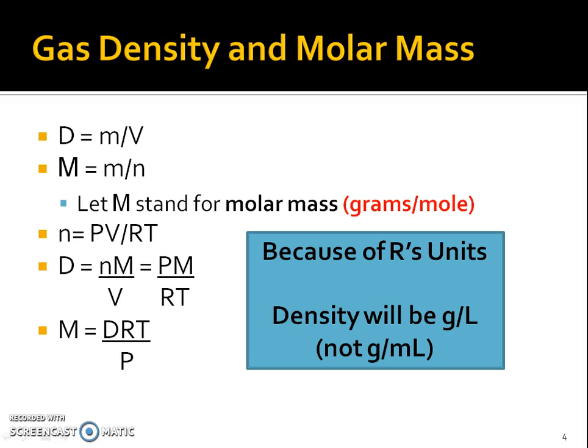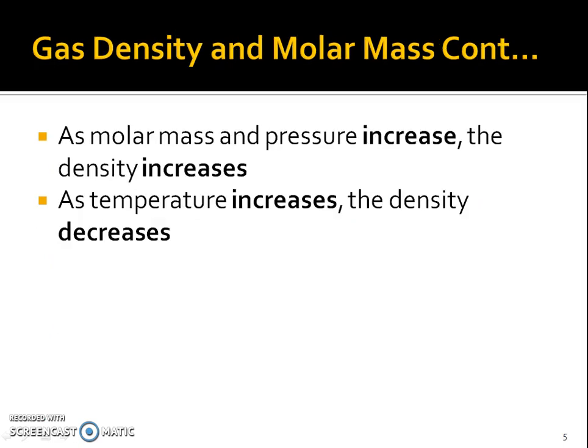So we're just going to rearrange PV equals nRT to include density and molar mass. Because of the R units, I want you to be very made aware that density will be in grams per liter, not grams per milliliter like you're used to. Something to keep in mind, especially when we get to the problems: when you solve for density, it might be grams per milliliter you're looking for, but it's grams per liter you will be solving for because of the R units, the gas constant.